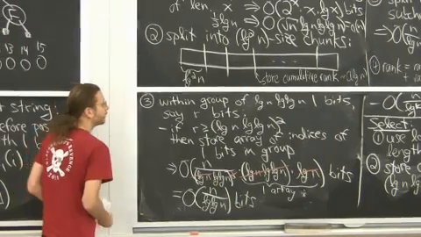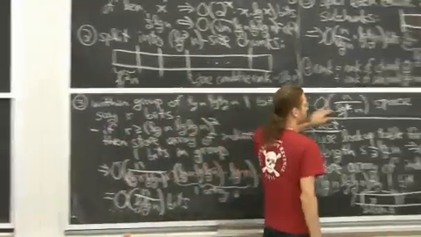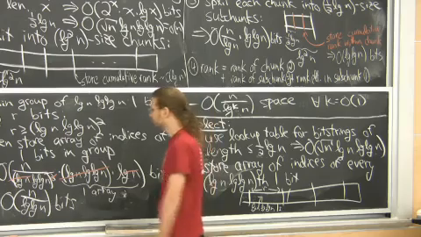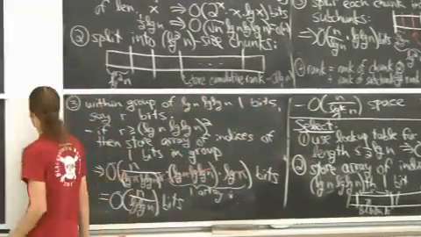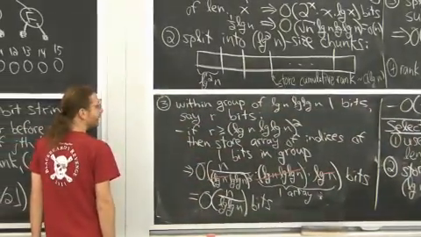Okay, again, it is possible to get n over log to the k space, but we won't do that here. We'll be happy enough with n over log n. Okay, but we're not done, unfortunately.